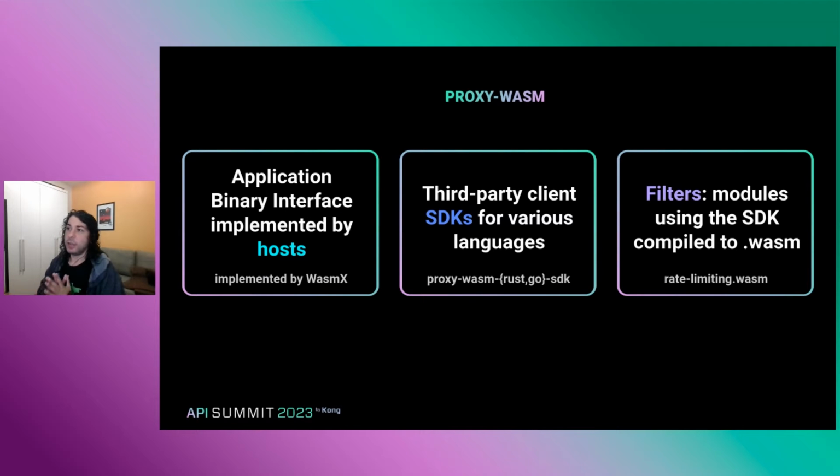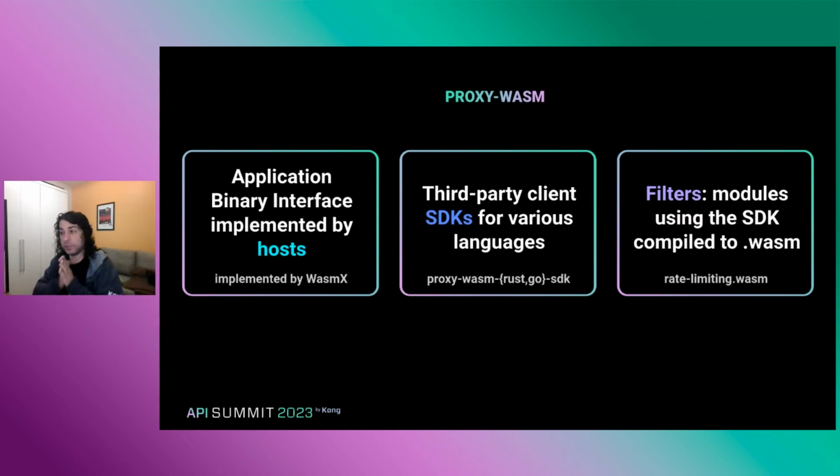But essentially, proxy-wasm is an application binary interface that is implemented by hosts, right? So in our case, WASM-X is our host. So WASM-X implements this binary interface so that the code that you compile with your compiler in your favorite language, that becomes a WASM file, if it does certain binary calls for proxying operations, those operations will be made available by WASM-X so that they will be linked correctly and you will have the desired effect, right?